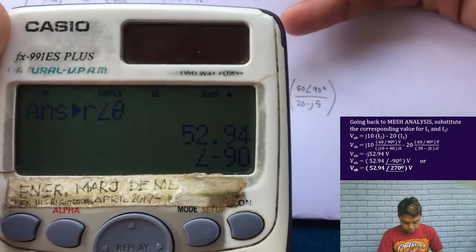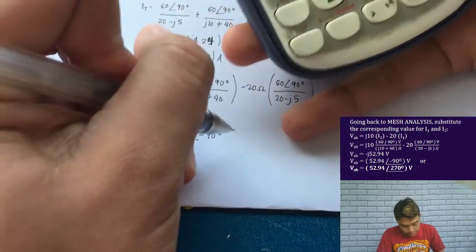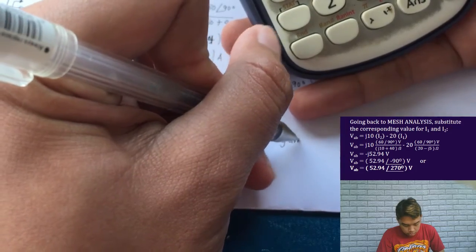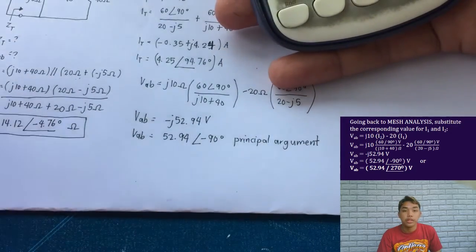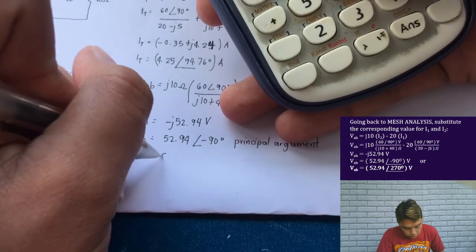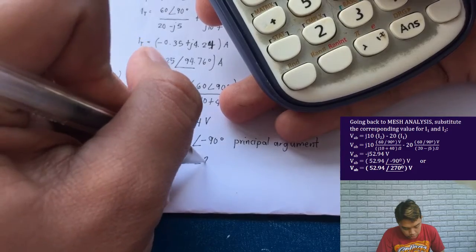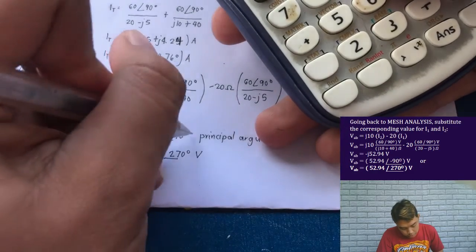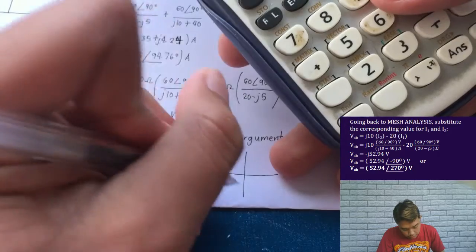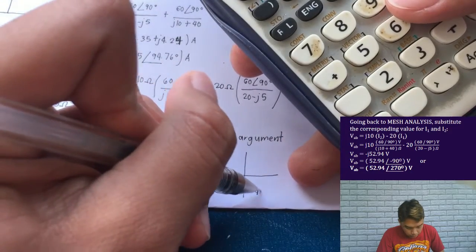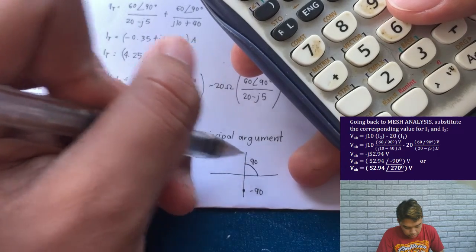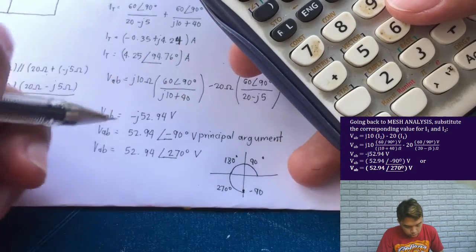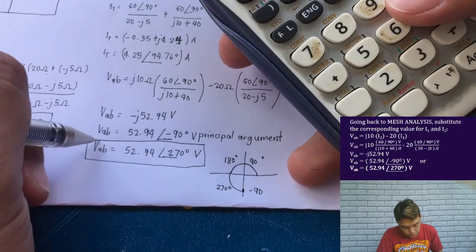As you can see here, notice that this is a principal argument. If you want to convert it into another form, we can use VAB equals 52.94 at 270 degrees volts, since we can locate negative 90 here. If we use the angle measurement, this is 90 degrees, this is 180 degrees, and this is 270 degrees. Therefore, we can use this as the measure of voltage at AB.